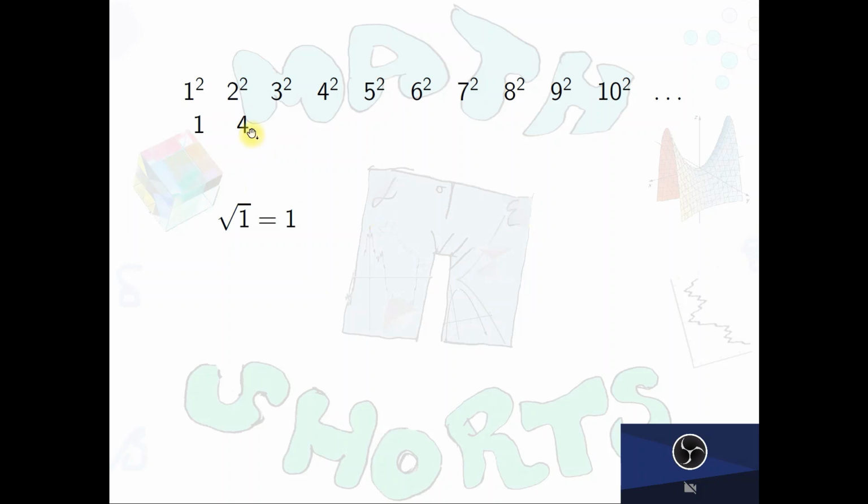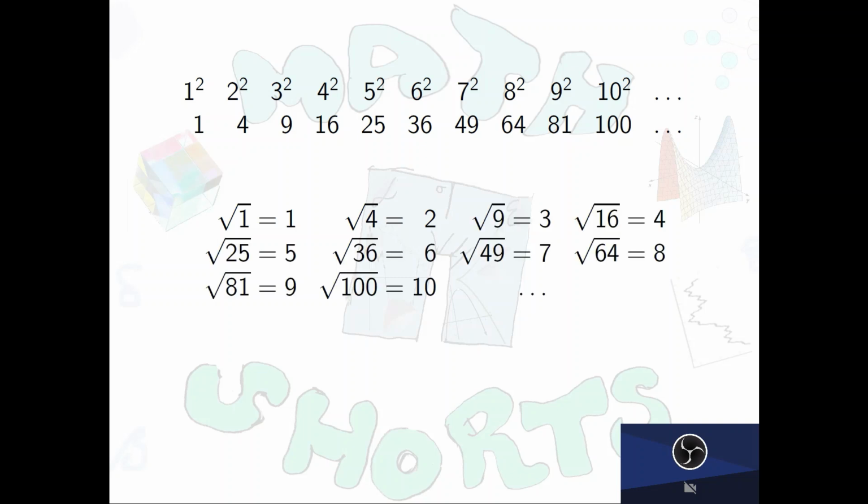2 squared is 4, so going backwards, the square root of 4 should be 2. Similarly, if we work out the rest of them, we can work out the numbers that give us a square root that's a whole number. And one thing you'll notice, if we look at these perfect squares, 1, 4, 9, 16, 25, and so on, as we go out, these things get spread further and further apart.